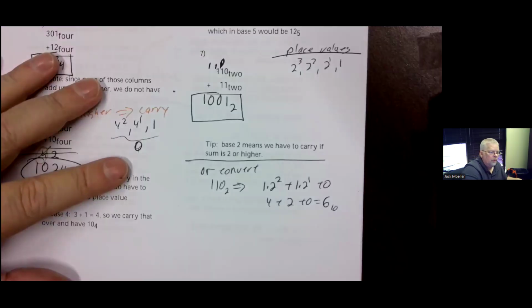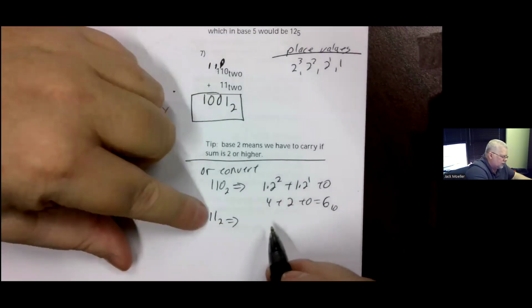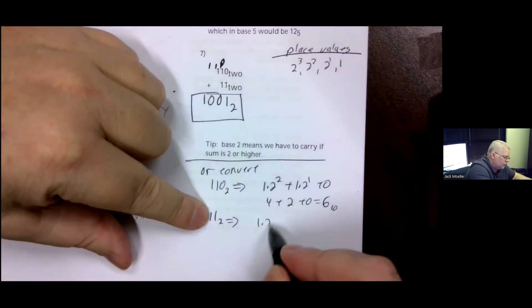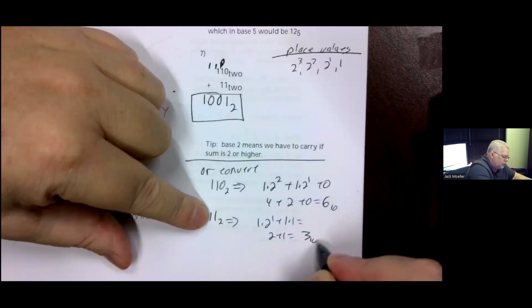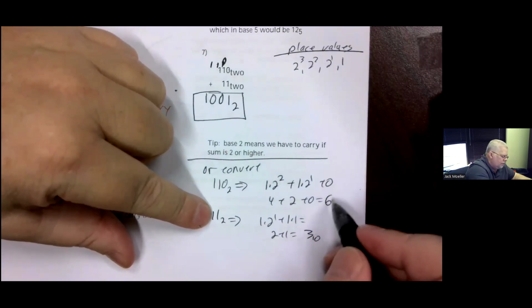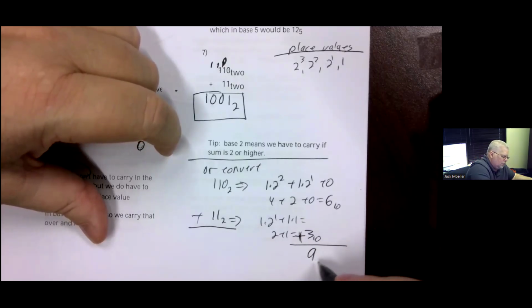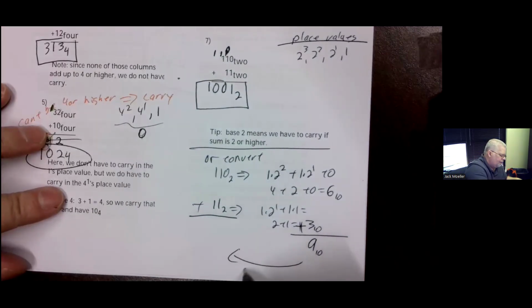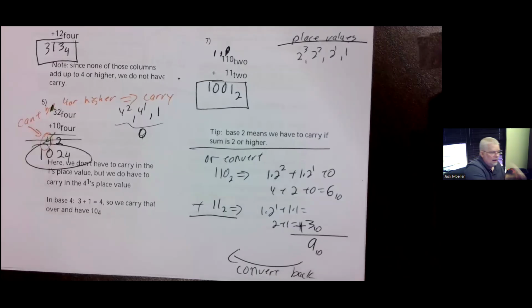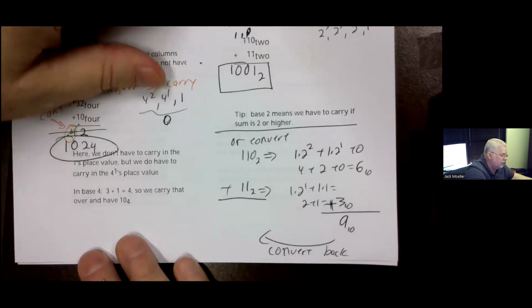And then if we do 11 in base 2, that's the second column, so it'd be 1 times 2 to the first plus 1 times 1, so it'd be 2 plus 1, which is 3, base 10. So then you would add those together. So we get 9 in base 10. And then what we have to do is convert it back. And this is where if you haven't done 4.2, you definitely can't do this yet, because this is what we did in 4.2, the second half.